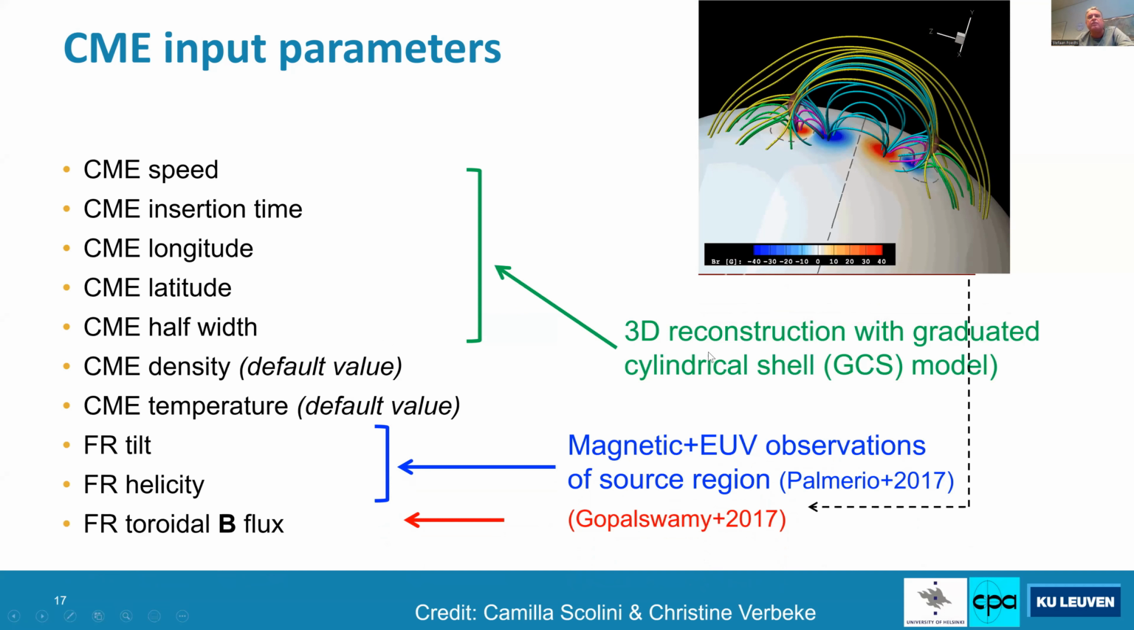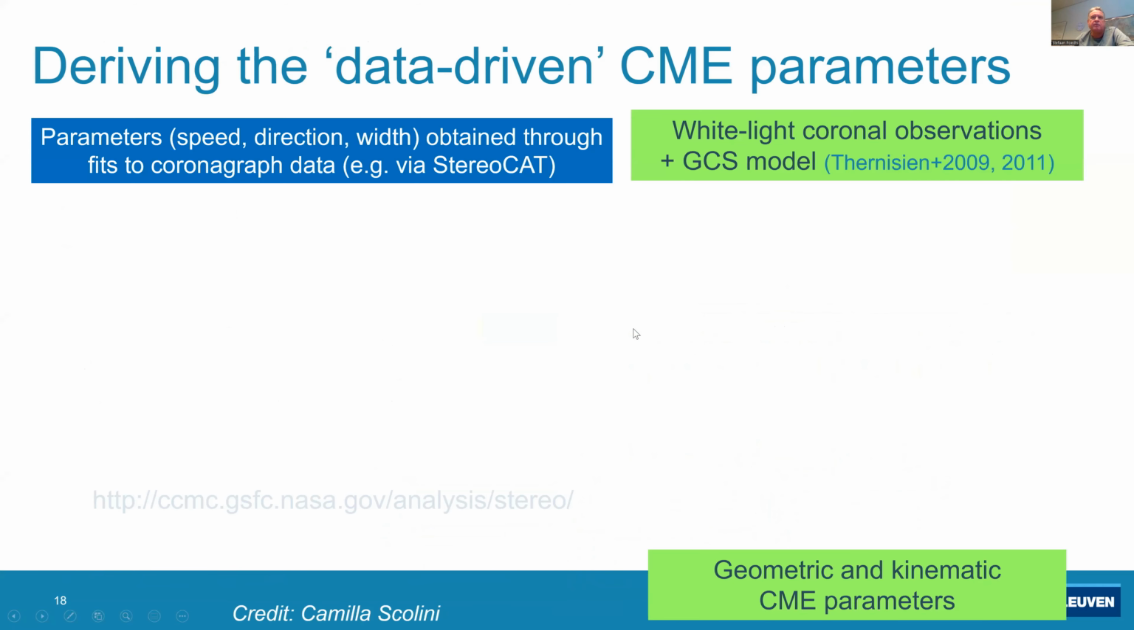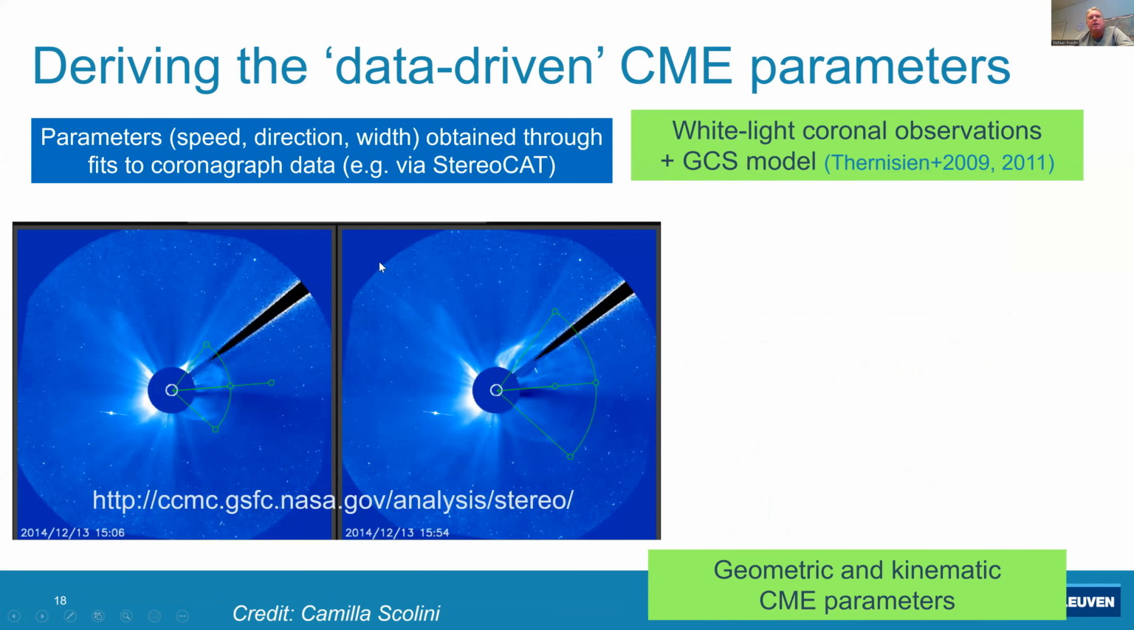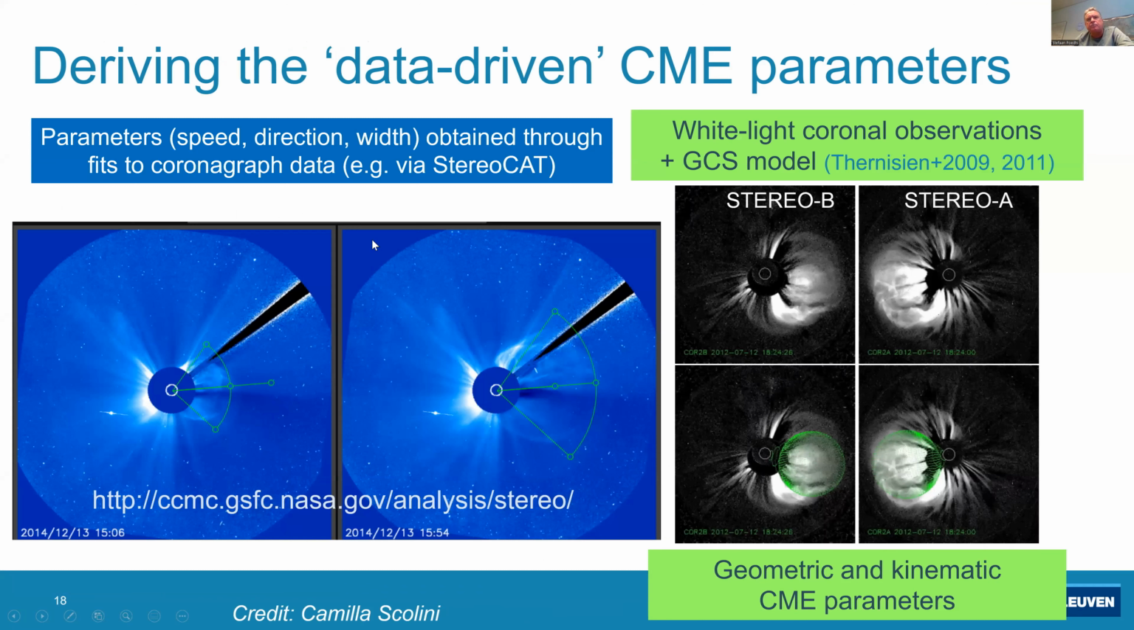And we use different models. I will come to that in a bit more detail. First of all, the parameters like the speed and direction, these are just some white light images. Here you see 2 white light images from a coronagraph at 2 different times. This is at 6 past 3 and this is at 54 past 3. So there's 48 minutes difference.